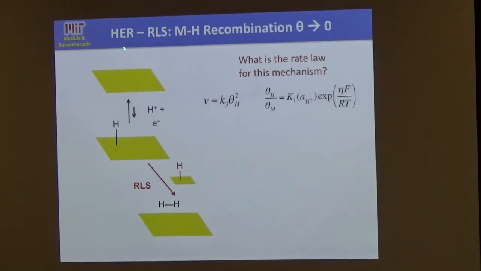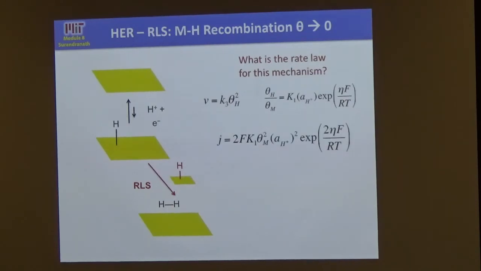Just as before, if we assume that the pre-equilibrium step is in minor equilibrium, I can write an expression for the ratio of these H's on the surface relative to the ratio of the vacant metal sites. And that's simply going to be related to that big K1 times the activity of H, and now an exponential term again that lacks that beta because this is an equilibrium process rather than a rate limiting process.